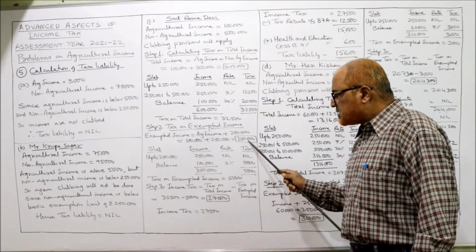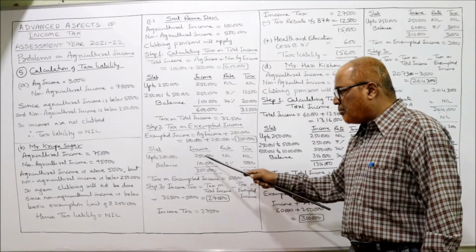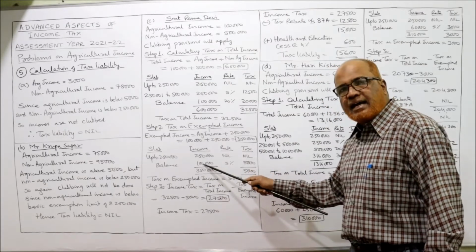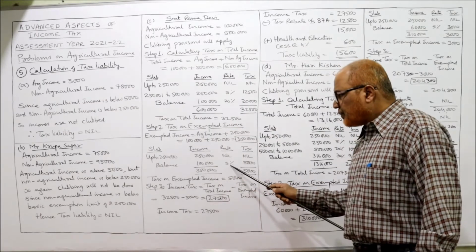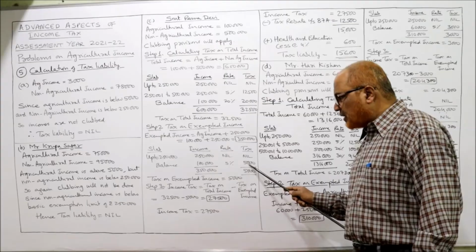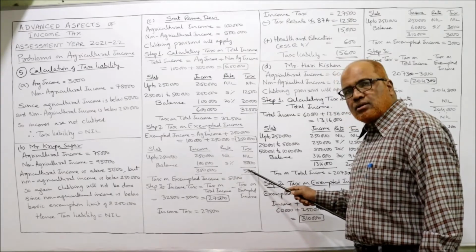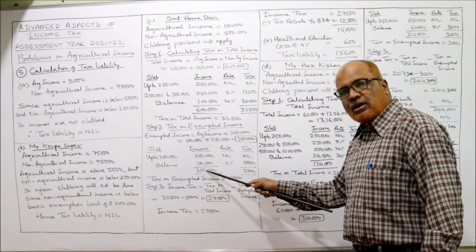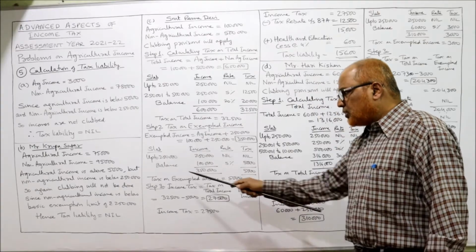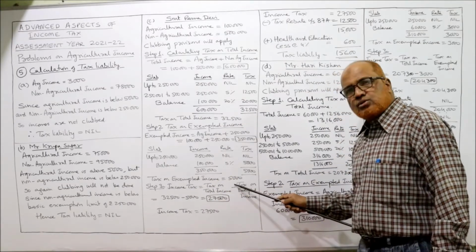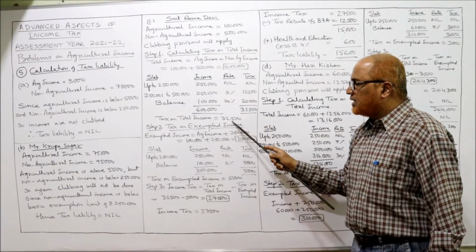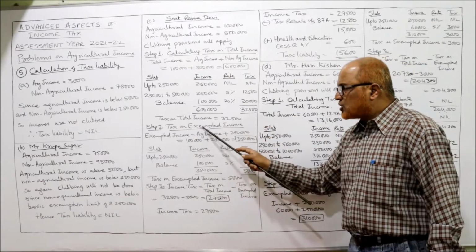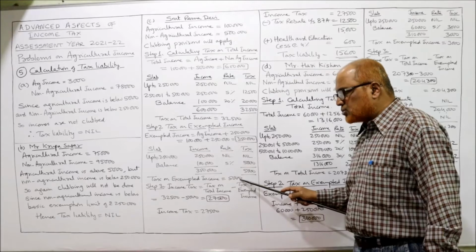So the total is 3,50,000 minus 2,50,000, 1 lakh is the balance. The second slab is 5%. So 5% of 1 lakh is 5,000. On an income of 3,50,000, the tax is 5,000. So tax on exempted income is 5,000. First step, tax on total income, 3,200. Second step, tax on exempted income, 5,000.